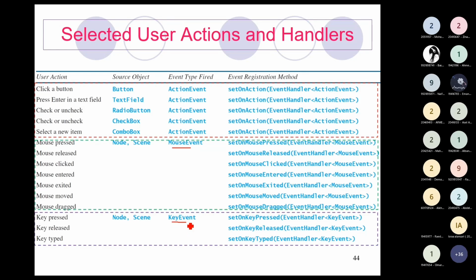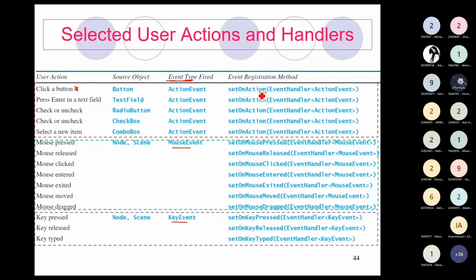If a user would like to click a button, this is the most used one. Okay. If you would like to click on buttons, what is the source object? What are you going to do? You're going to click on buttons. So the source is going to be the button. What is going to happen? We're going to have an action event. So this is the event type. Depending on an event type, we will choose a registration method. So what's the registration method here? setOnAction.